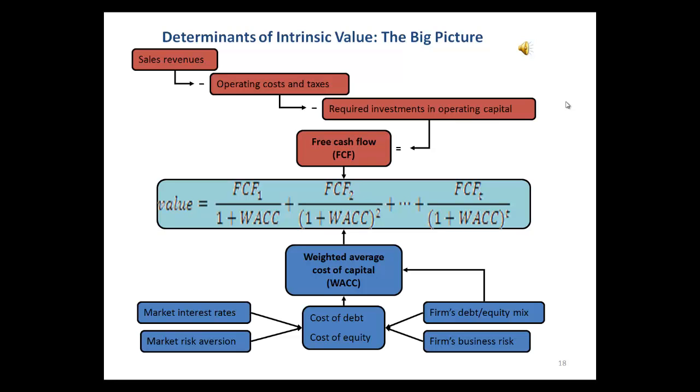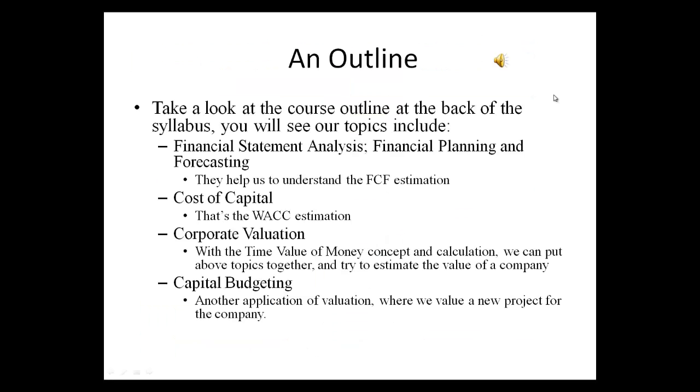The WACC is a mix of the company's cost of debt and cost of equity. The company's cost of debt and cost of equity are affected by factors such as the market interest rate, the market risk aversion, the company's debt versus equity mix, and the company's business risk. So look at this whole slide together. We understand this is a description of all the determinants that can affect the intrinsic value, or say the fundamental value of a company. Now let's take a look at the course outline and the last page of the syllabus.